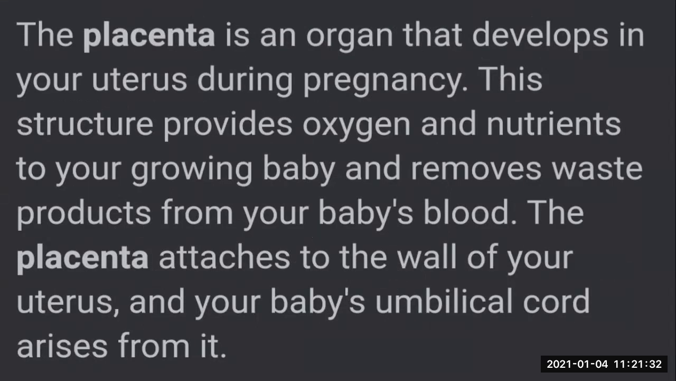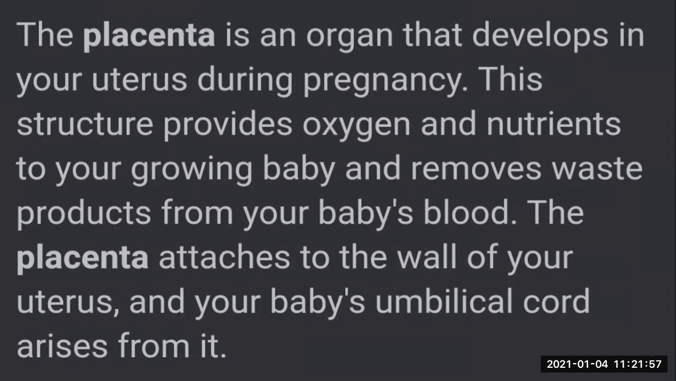Now, what is placenta? The placenta is an organ that develops in your uterus during pregnancy. This structure provides oxygen and nutrients to your growing baby and removes waste products from your baby's blood. The placenta attaches to the wall of your uterus and your baby's umbilical cord.